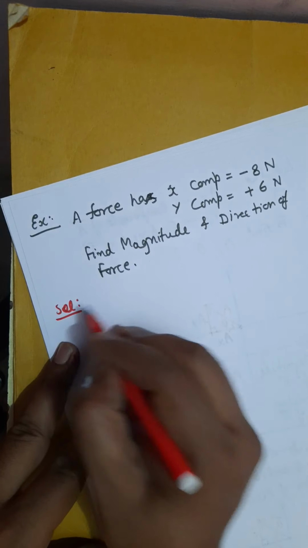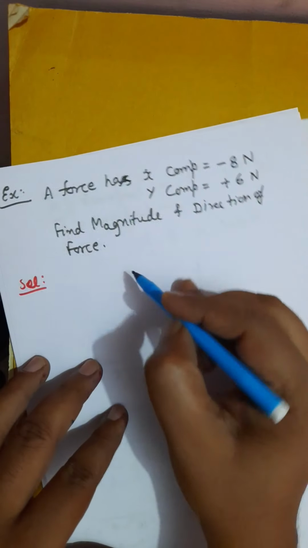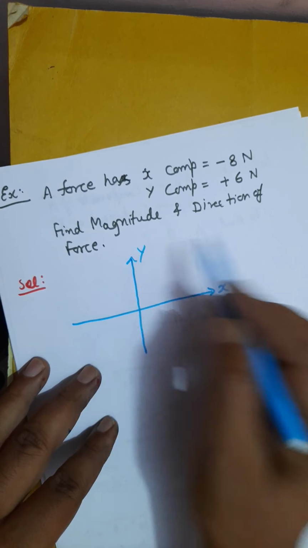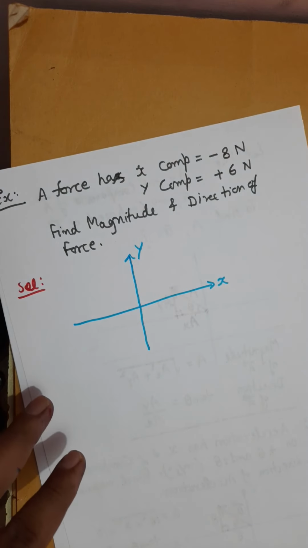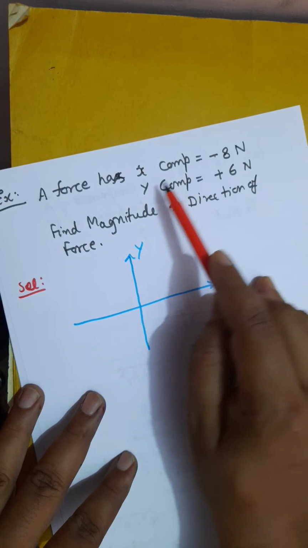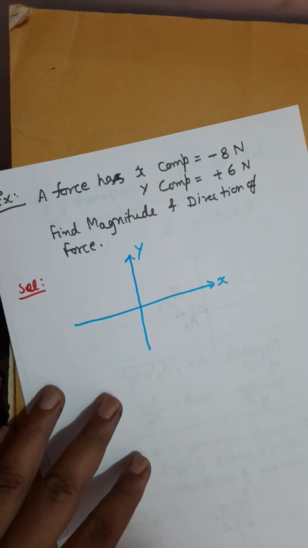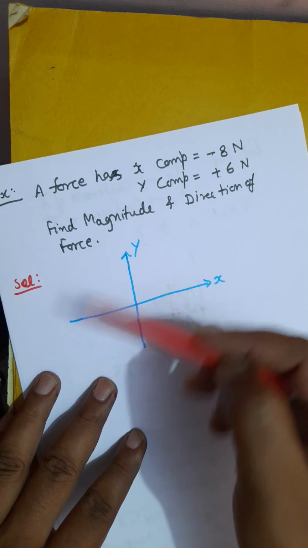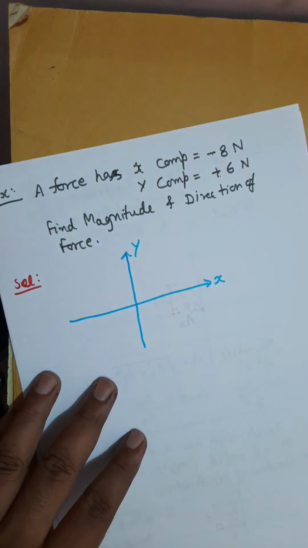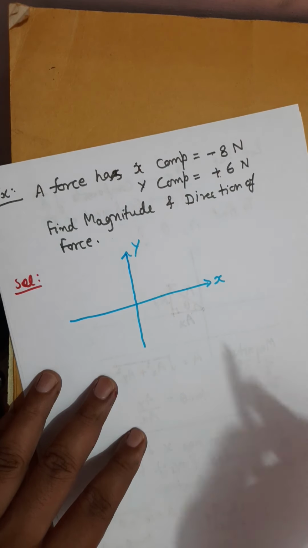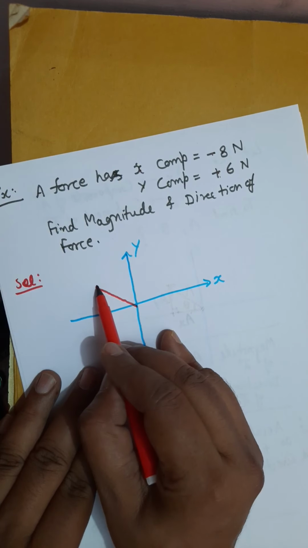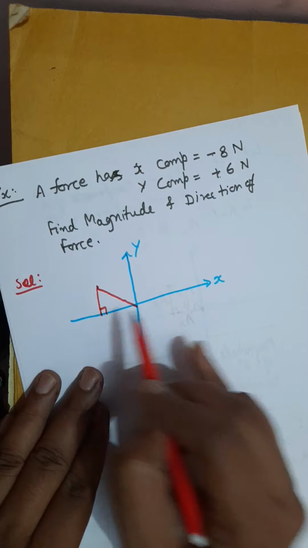So how can we solve this problem now? Step number 1, you need to draw the coordinate axes x and y. Now you need to draw a right angle figure. Now notice, you have a negative x component and a positive y component, and through the coordinate system we know that negative x and positive y always means the second quadrant. So you draw a right angle figure in the second quadrant.